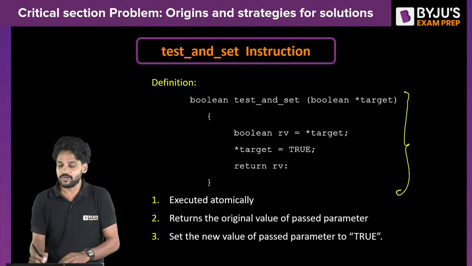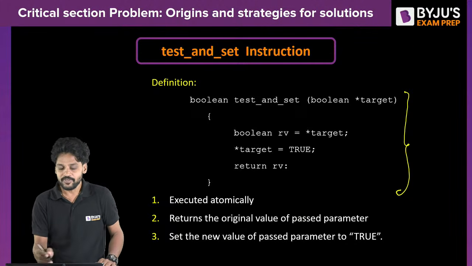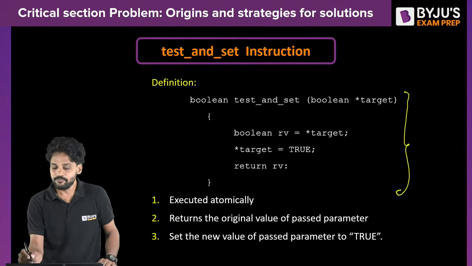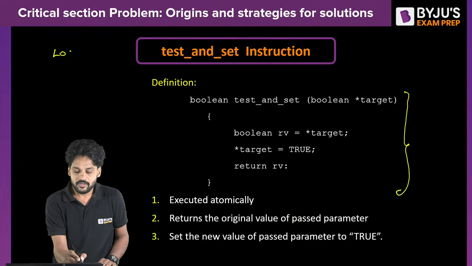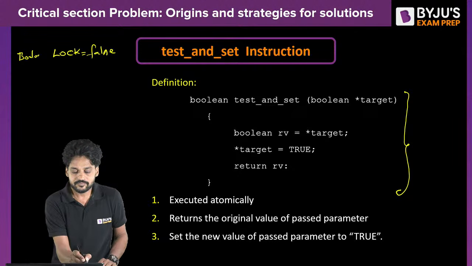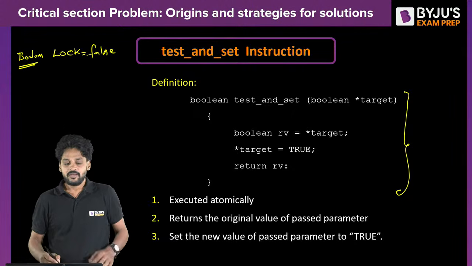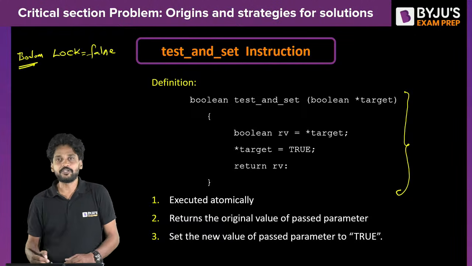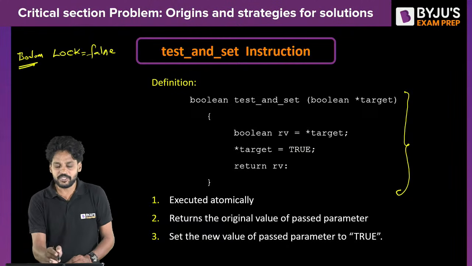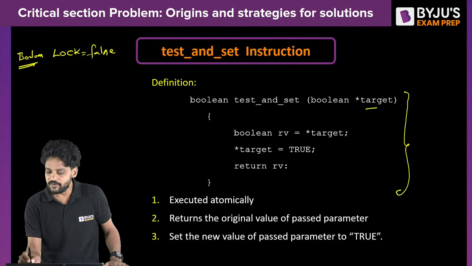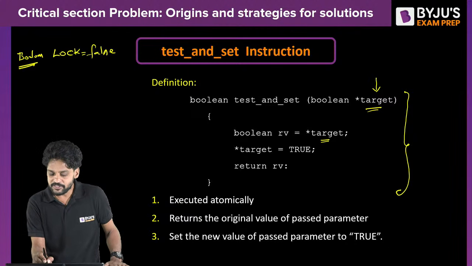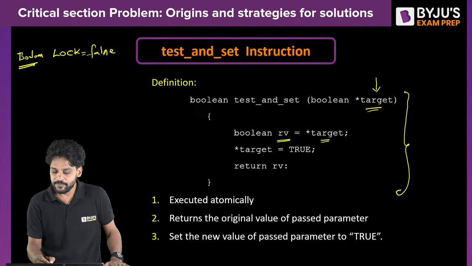When I want to use this lock, first of all, within my application, I need to define the lock to false, and the lock type is Boolean. Okay. Then, following this function, I'll be able to use this lock. This function is very simple. The initial value of the lock will be passed to the target. This target will be passed to a local variable which is called RV. And finally, RV will be returned.